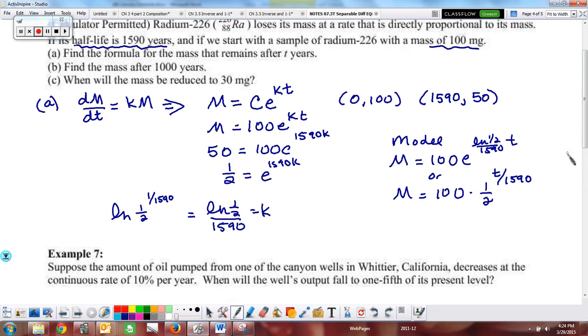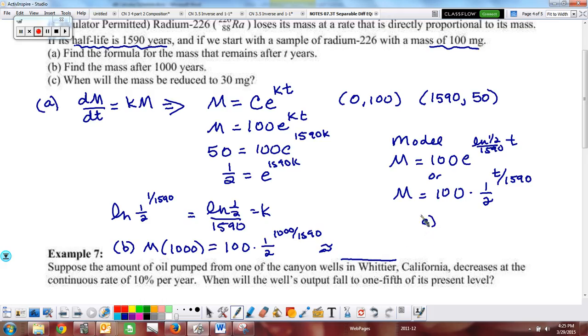All right? Now, obviously, I write way too big for this, but let's look at B. Find the mass after 1,000 years. So all they're doing is saying find the mass after 1,000 years. Plug it in. 100. I'm going to use the second one. 1/2 to the 1,000 over 1590. And I will leave it for you to go get your three decimals because this is a calculator problem. All right. And then C.